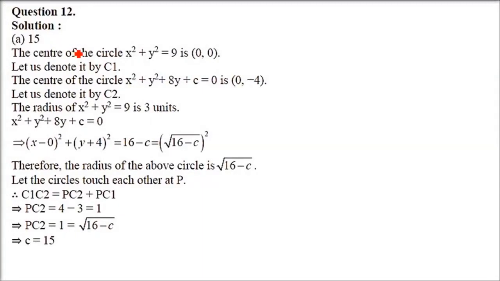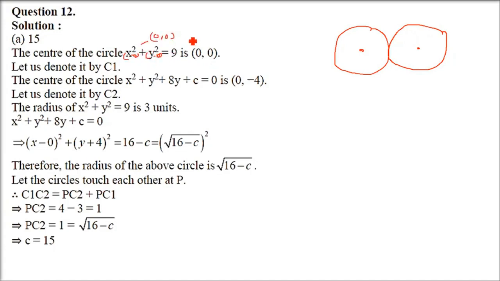Question number 12. If the circles x square plus y square equals 9 and x square plus y square plus 8y plus c equals 0 touch each other, then c is equal to. Now there are two questions like this in this exercise; the 25th question is also like this. When the circles are touching, the distance between the centers will be equal to r1 plus r2.